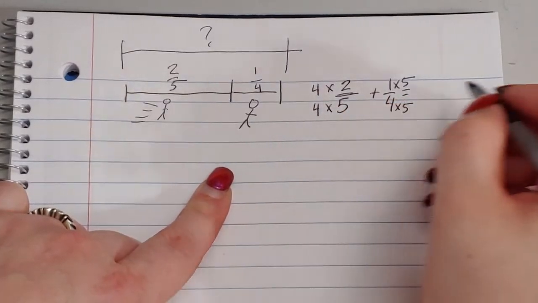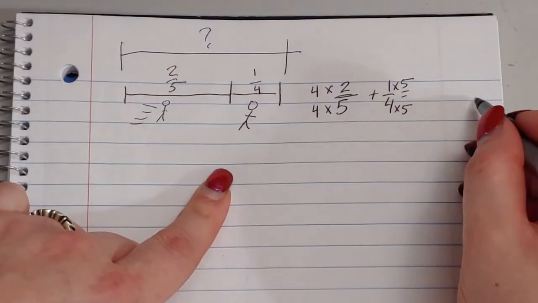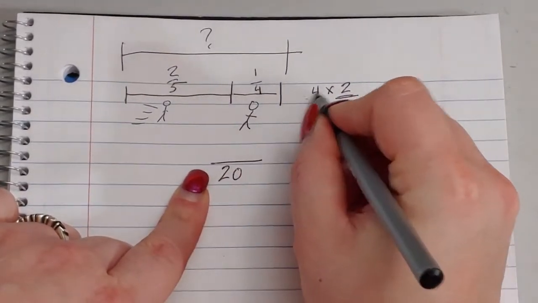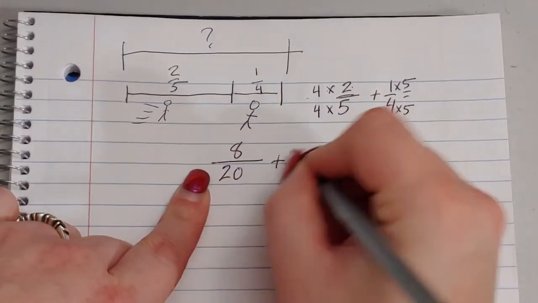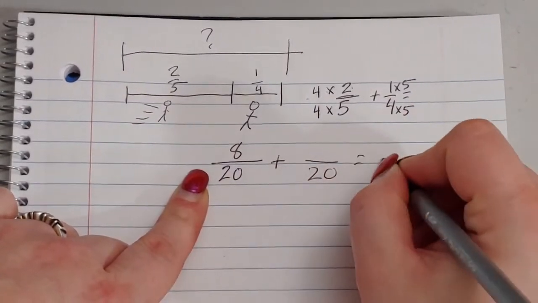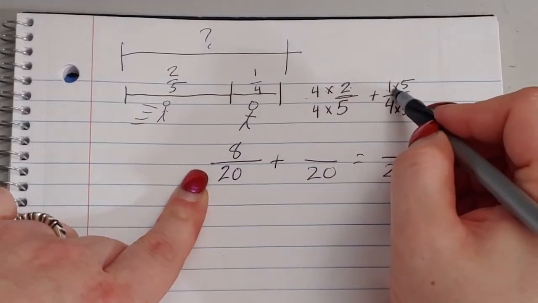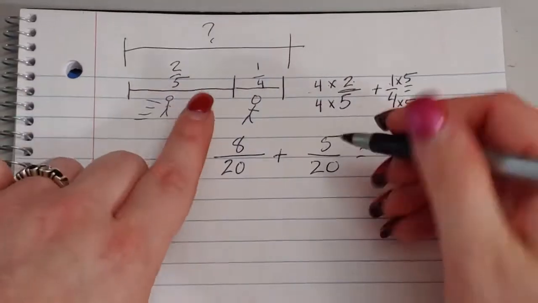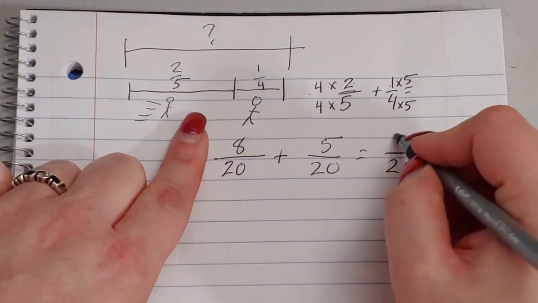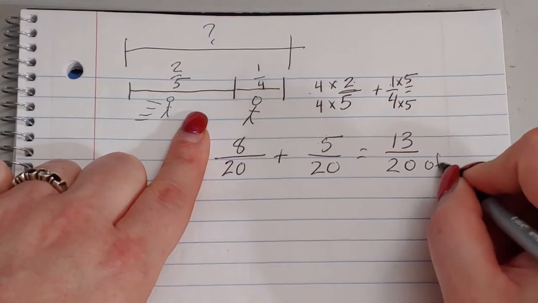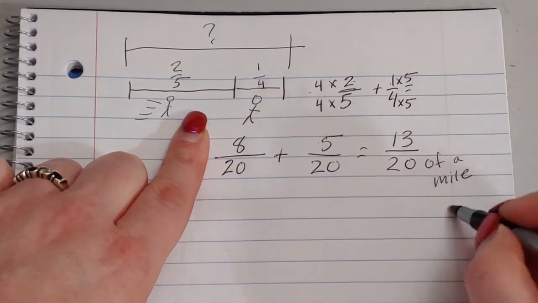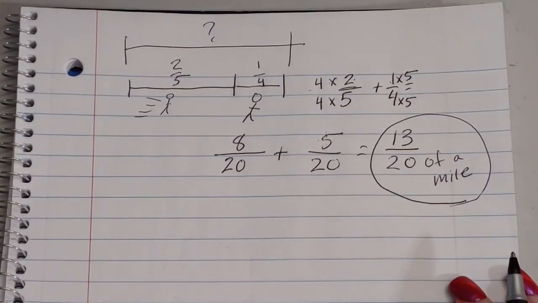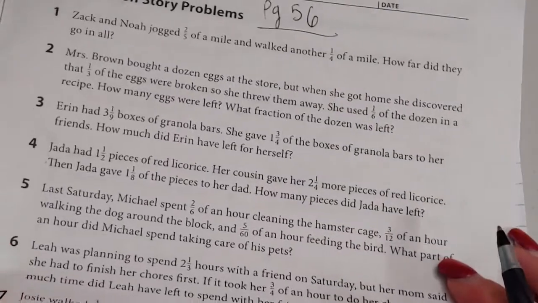So 4 times 5, I don't know if there's enough room there. I'm just going to write it down here, is 20. 4 times 2 is 8. I got some 20ths, which is going to equal some more 20ths. 5 times 1 is 5. And now we have 8 plus 5. 8, 9, 10, 11, 12, 13. Of a mile. We don't want naked numbers. We're doing story problems.